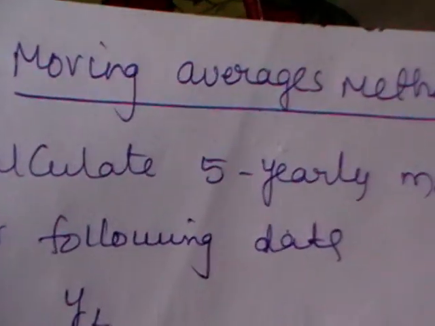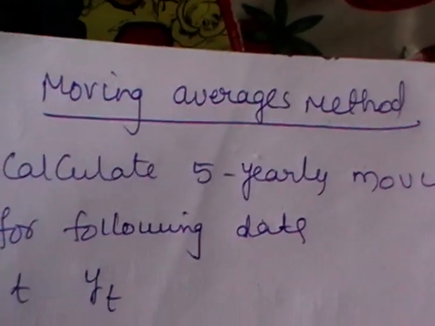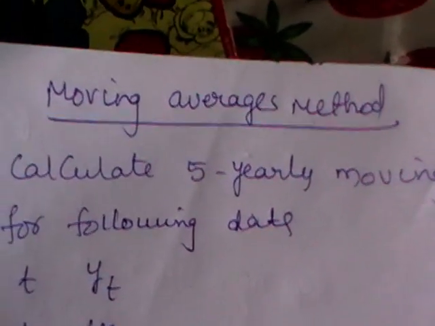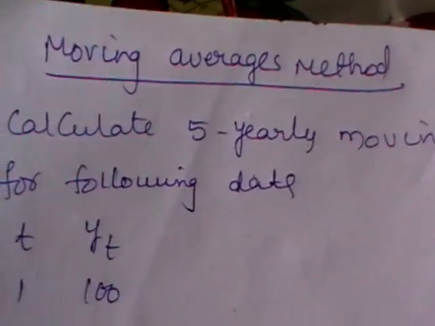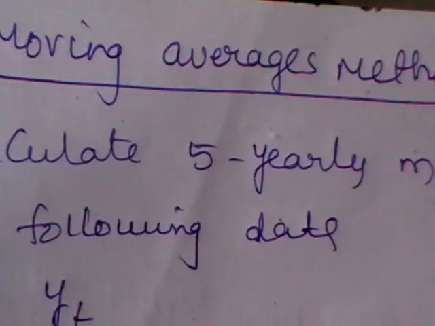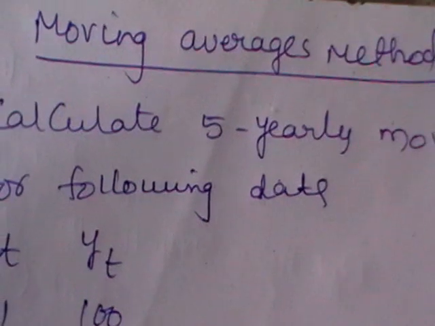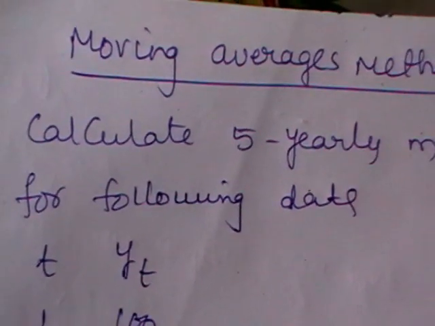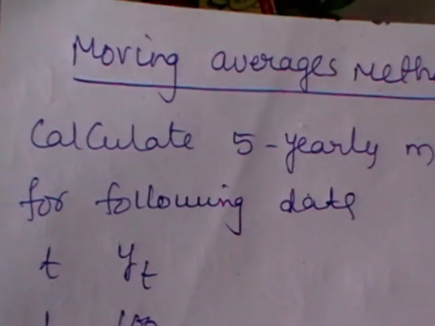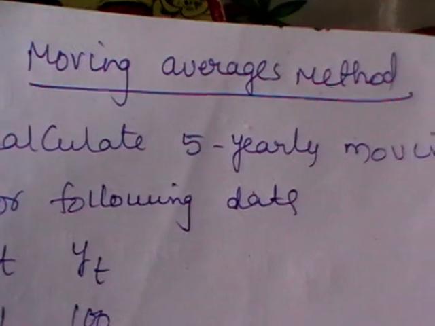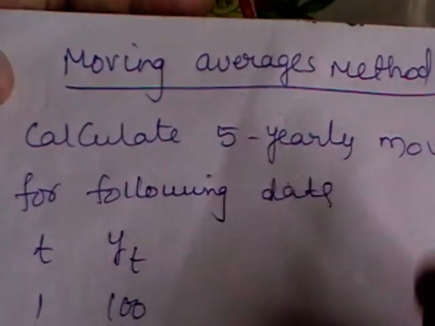So we are discussing methods of measuring trend. For measuring trend, we have 4 different methods: graphical method, semi-averages, principle of least squares, and moving averages. We have already discussed the graphical method, semi-averages, and principle of least squares. The last method in measuring trend is nothing but the moving averages method.